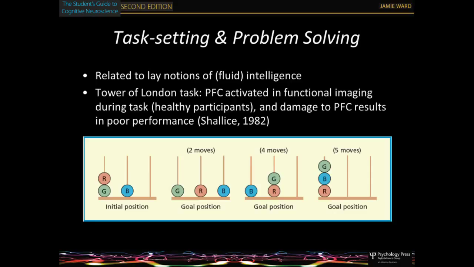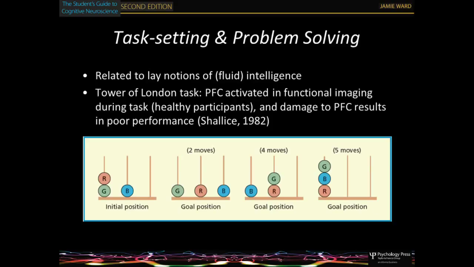So in order to get the red one here, obviously you've got to move the green one out of the way. To move the green one out of the way, you've got to move the red one out of the way, and so on. So here, that would be a 5-move one. To get from here to there, you've got to make 5 different moves. That's a 4-move solution, 2 moves. So you can have different levels of difficulty.